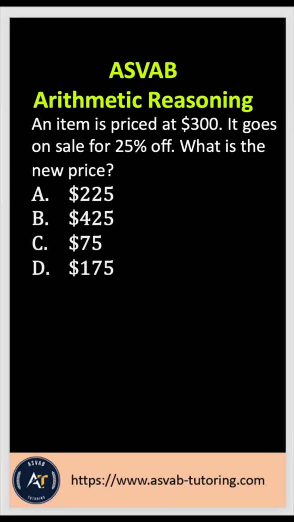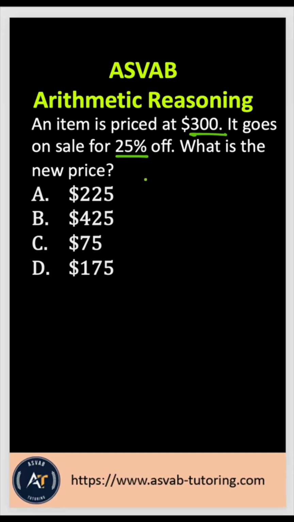When you practice for your ASVAB arithmetic reasoning question, many people get stuck with a percentage related problem, right? So let's practice a problem that will help you to prepare for your ASVAB, PICAT, CAT-IB, AFQT, AFCT, and ASVAB GT. The question says here, an item is priced at $300. It goes on sale for 25% off. What is the new price? So in order to solve this problem, first you have to find how much is the discount, right?